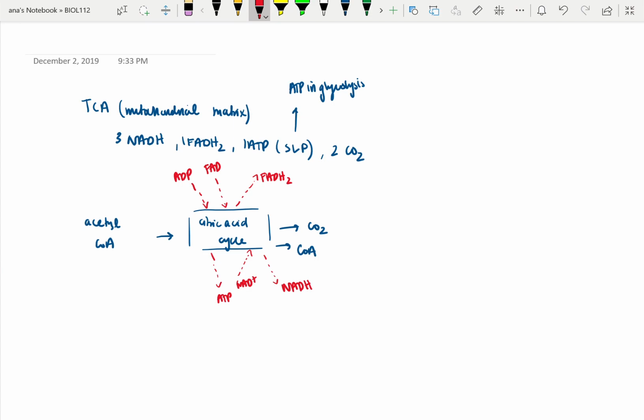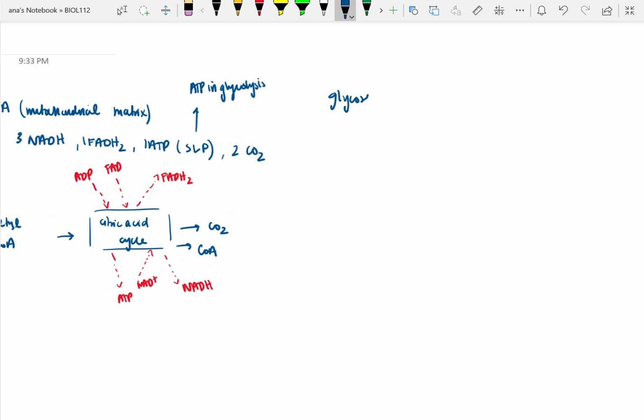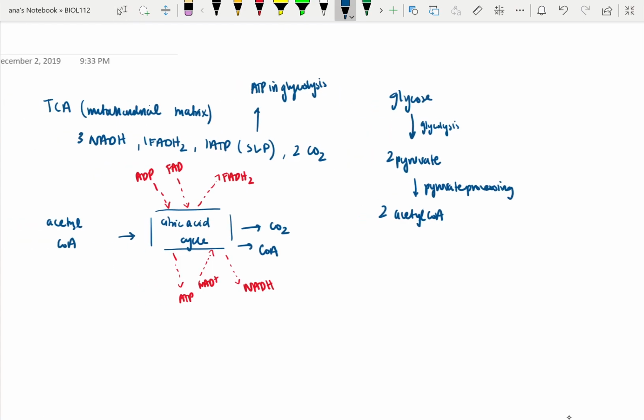And remember that a TCA cycle is running on 1 acetyl-CoA. So I'll just draw an overview here. 1 glucose molecule makes 2 pyruvate molecules, and this is through glycolysis. And then 2 pyruvate will make 2 acetyl-CoA through pyruvate processing. And then we can think of if each acetyl-CoA is doing a TCA cycle, then from each one we're getting the 3 NADH, 1 FADH2, 1 ATP, 2 CO2. So that's times 2 in the sense that you're getting that from each cycle.